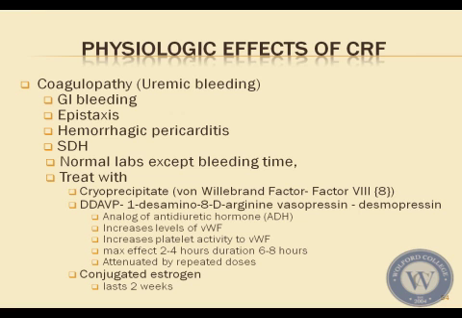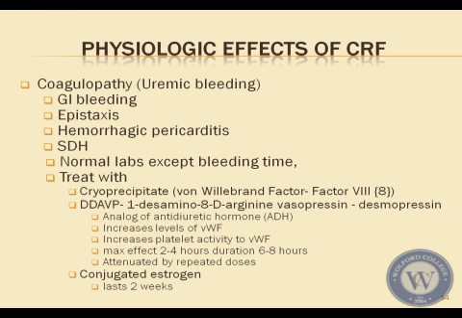Coagulopathy is actually fairly common in chronic renal failure, and it's usually due to uremia that's never been cleared properly by the kidney. This can be seen in effects like GI bleeding, epistaxis, hemorrhagic pericarditis, subdural hematomas. You can also get normal labs but a prolonged bleeding time, and you treat these patients with cryoprecipitate. The other thing to consider for these uremic kinds of bleeding is to give the person DDAVP, also known as desmopressin. It's an analog of the antidiuretic hormone, which increases levels of von Willebrand's factor and increases platelet activity to von Willebrand's factor.